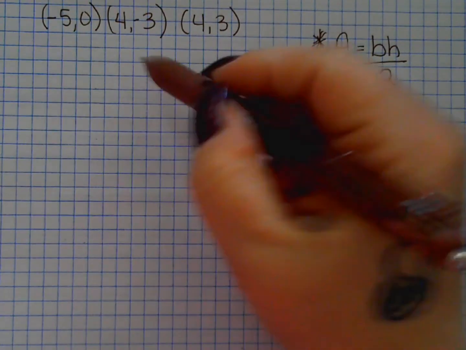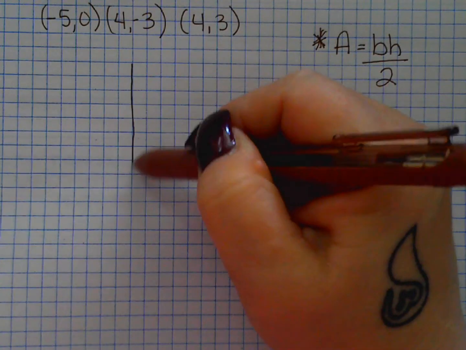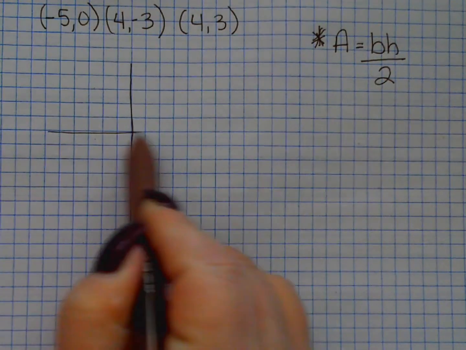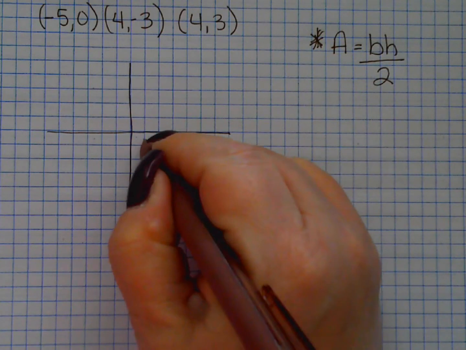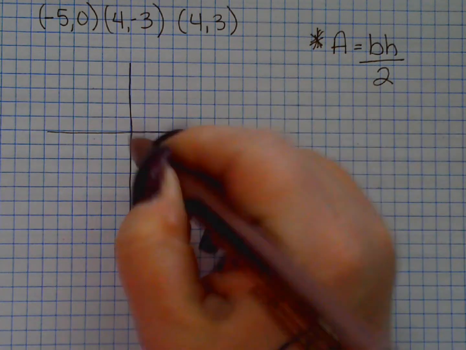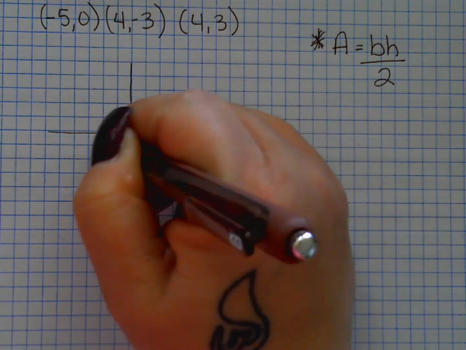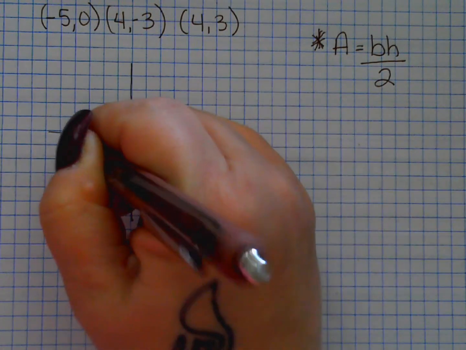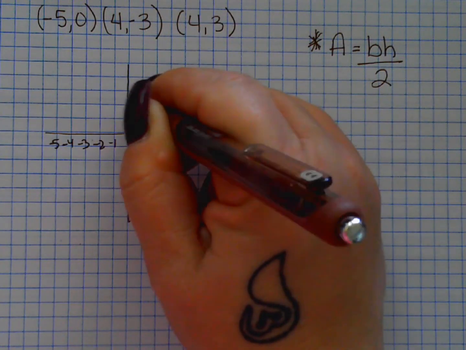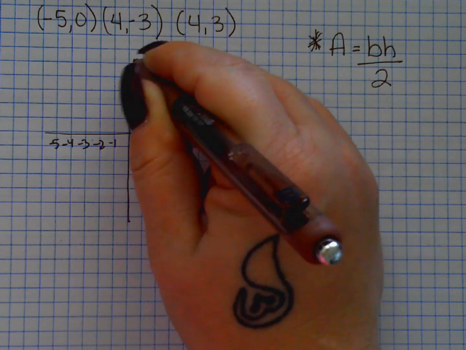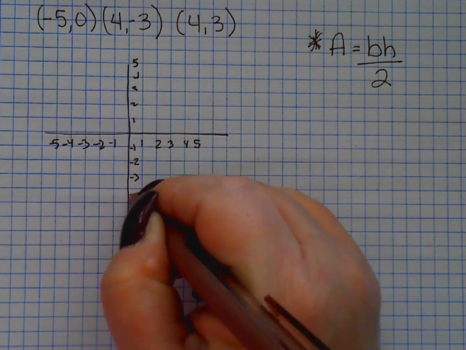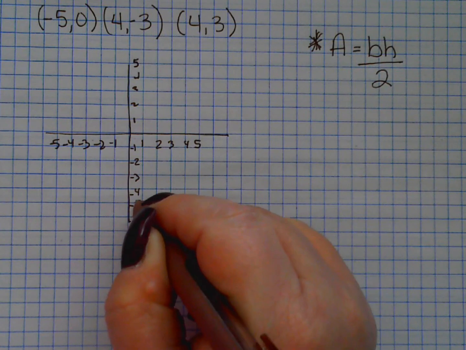Now I'm going to draw my coordinate plane, and I don't need a very big one. I just need one that'll cover 5 digits. And this will be 1, 2, 3, 4, 5. And this would be -1, -2, -3, -4, -5. And when I go up, it's 1, 2, 3, 4, 5. And when I go down, it's -1, -2, -3, -4, and -5.